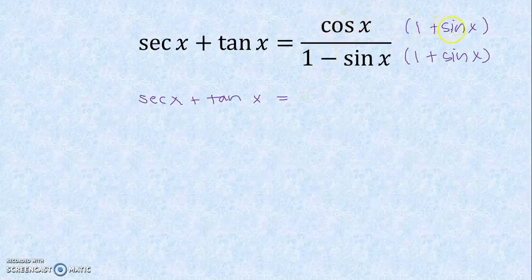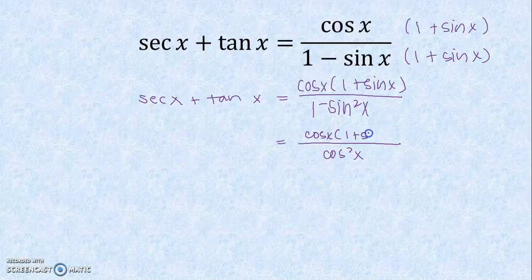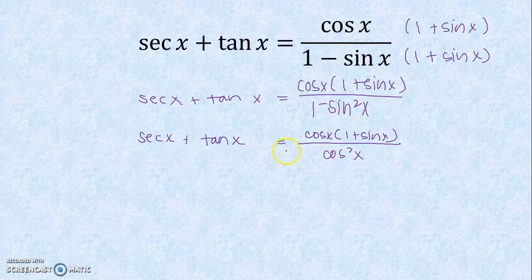Up here I'm going to have cosine times 1 plus sine x. If I distribute that, I'm going to have cosine x plus cosine sine x. So I'm just going to leave that as cosine x times 1 plus sine x. In my denominator, 1 minus sine x times 1 plus sine x is going to give me 1 minus sine squared x, which 1 minus sine squared I know is cosine squared x. I need to make sure I'm bringing down this secant x plus tangent x with me every step.